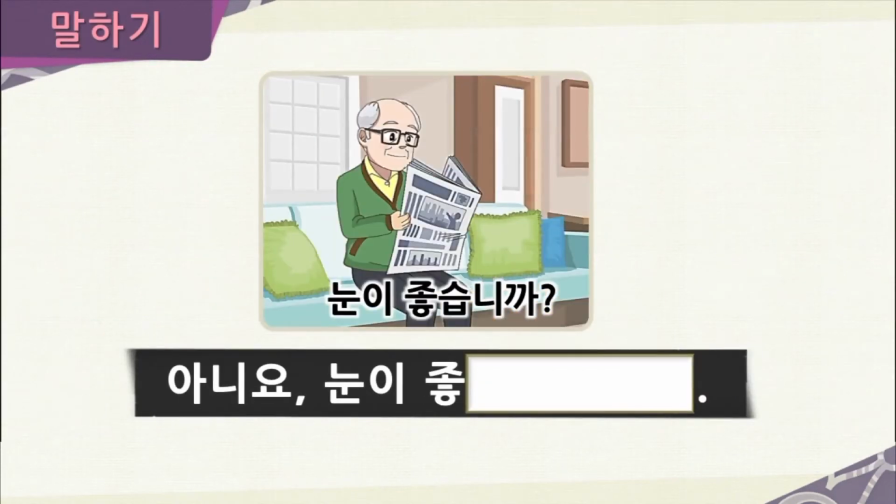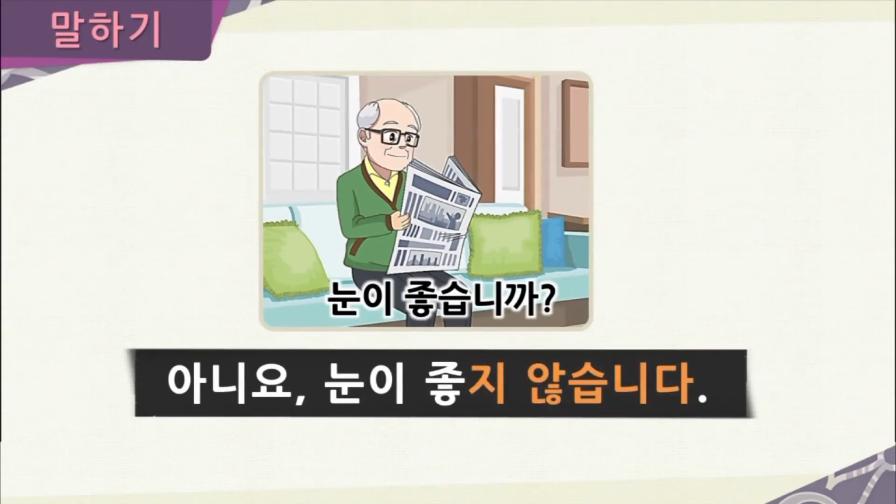Now, in this picture, the elderly man is looking at a newspaper. Now, how do you suppose his eyes are? In Korean, the question is being asked, 눈이 좋습니까? Or is his eyesight good? How would you answer that question? Well, judging by the fact that he's wearing glasses, you can probably assume that his eyesight is not perfect. So you could answer by saying, 아니요, 눈이 좋지 않습니다.